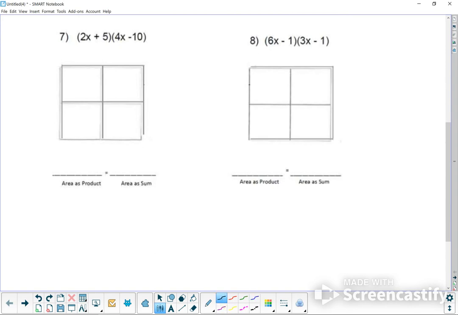Okay. Area as a product, it's going to be 2x plus 5, or just the way they have it there, 4x minus 10.